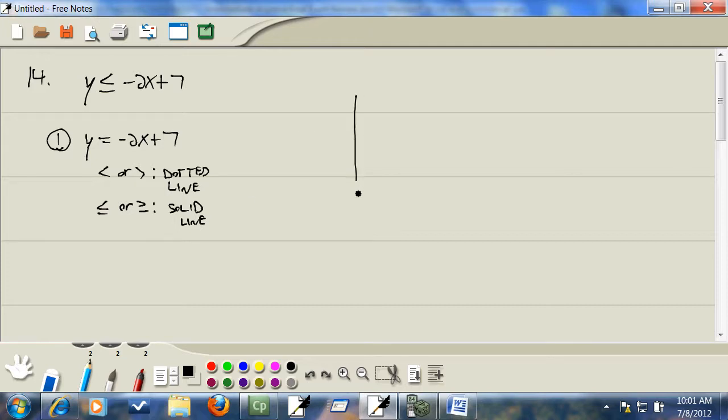So let's do that. This is in slope-intercept form. The 7 would be our y-intercept, so it means it crosses at 7. 4, 5, 6, 7. Right there. And the slope is whatever's before our x, which is negative 2. And I want to write it in fraction form, so I'll put it over 1.